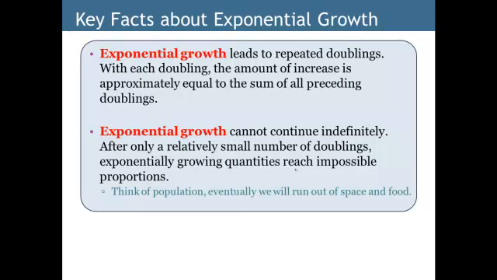Some key facts about exponential growth. Exponential growth leads to repeated doublings. So because of this multiplication idea, eventually there's a doubling, and then there's another doubling, and another doubling. However, you got to realize that exponential growth cannot continue forever. After only a few doublings, quantities reach impossible proportions. You know, if you think of population, eventually we're going to run out of space and food. There's not going to be enough land, not enough food, not enough energy.